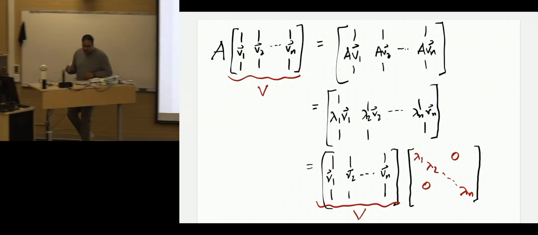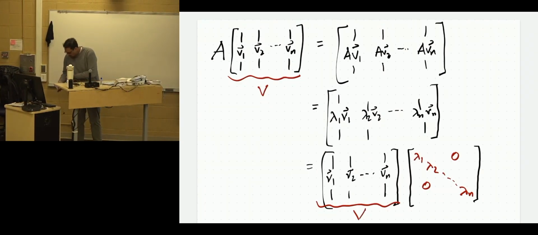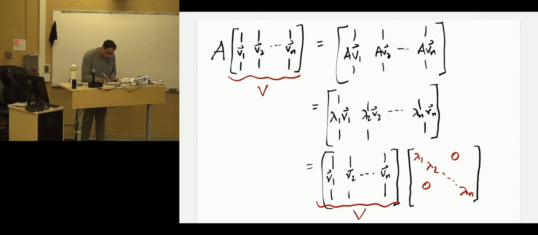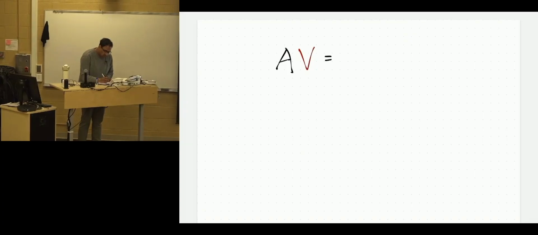So big picture, what did this buy me? What I'm going to do is take this diagonal matrix of lambdas and give it a new name. Also lambda, but we're going to make it the capital Greek letter Lambda. And so if I look at what's on the page here, I have A times V equals V times Lambda.